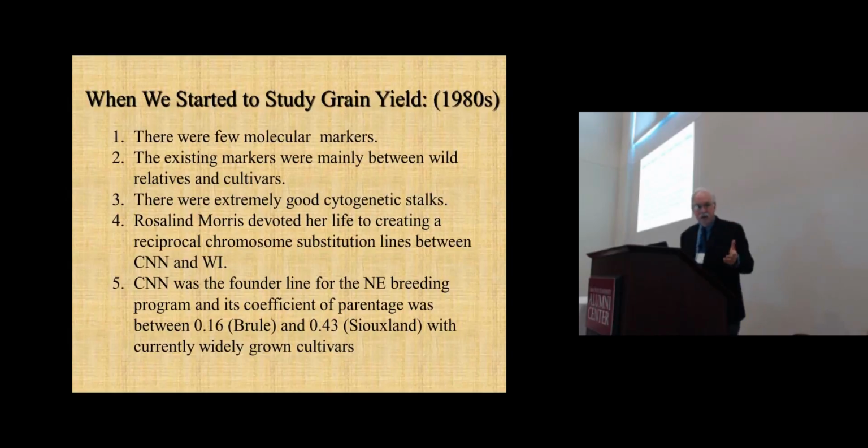Now, Cheyenne was the founder of the Nebraska wheat breeding program. When I came to Nebraska in 1986, its coefficient of parentage, or co-ancestry, was 0.16 with Brule, the most popular cultivar, and 0.43 with Siouxland, which was probably, at the time, the most incredible wheat we've seen. In Kansas, at one of their sites, it yielded 8 metric tons per hectare, and the nearest line to it yielded 5 metric tons per hectare. You're working in a state that has an average of 2 metric tons per hectare, and this line beats everything in the trial by 3 metric tons per hectare. It's a pretty amazing line.